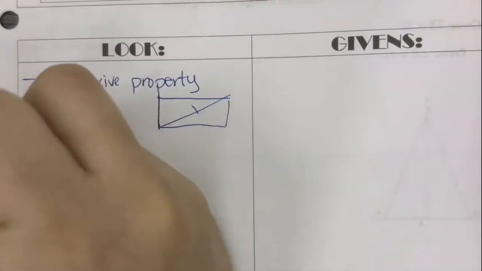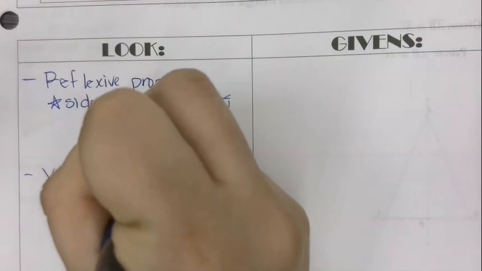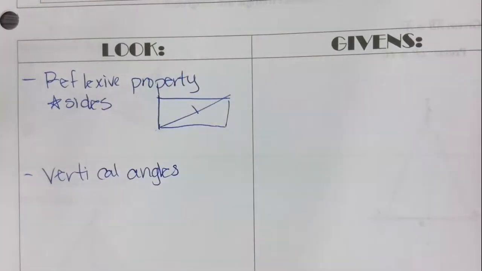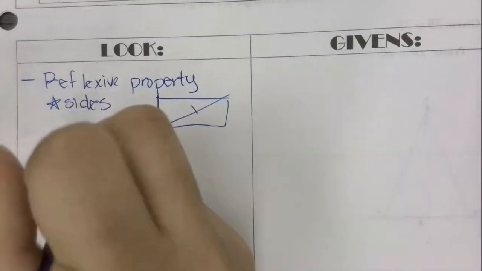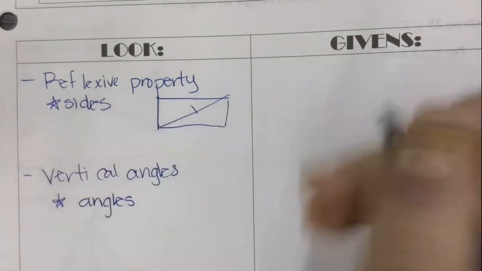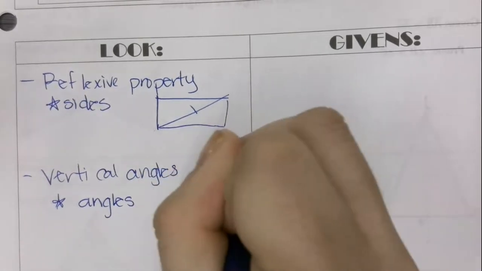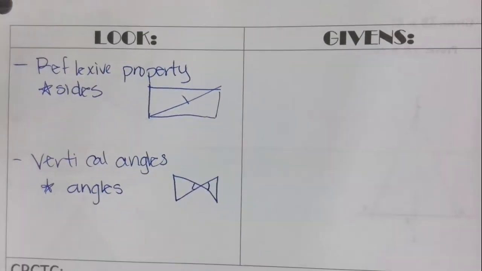Then I also have vertical angles. This helps with angles, showing that they're congruent. This is the one where it looks like a bow tie, and the two diagonal angles are congruent.